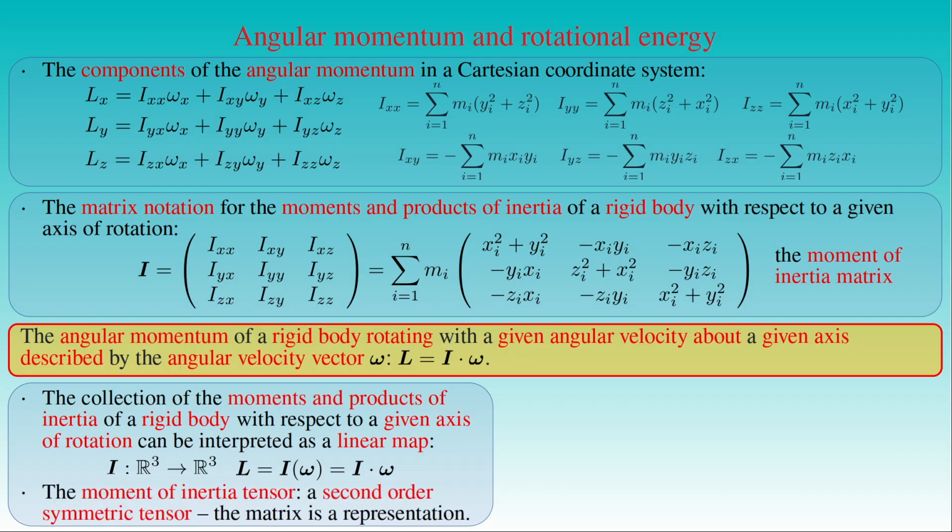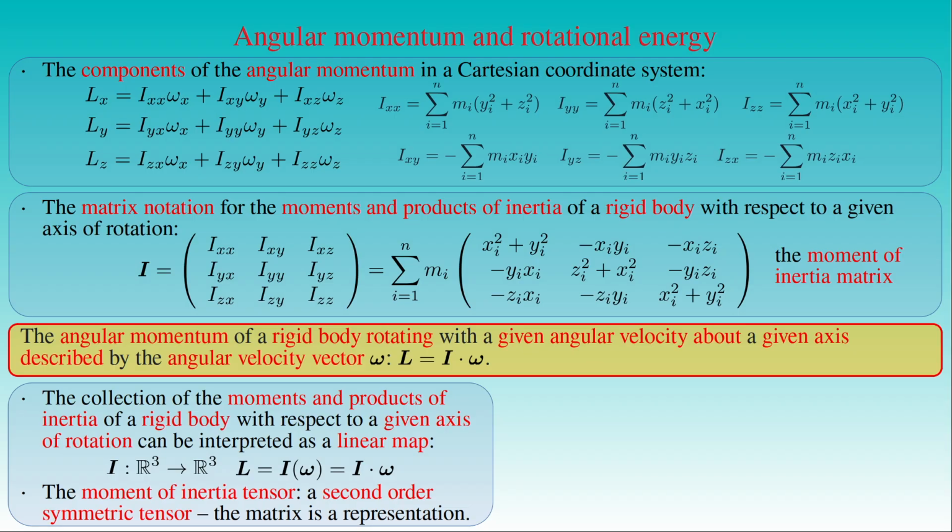This linear map is a second-order symmetric tensor called the moment of inertia tensor of a rigid body with respect to an axis of rotation, and the matrix is just the representation of the tensor in a given coordinate system. A different choice of a coordinate system provides a different representation of the moment of inertia tensor of a rigid body with respect to a given axis of rotation.